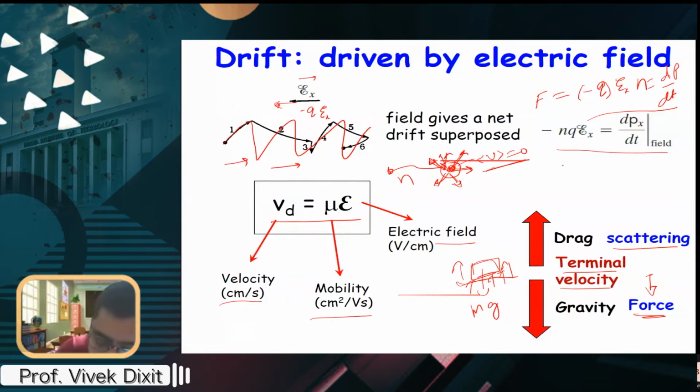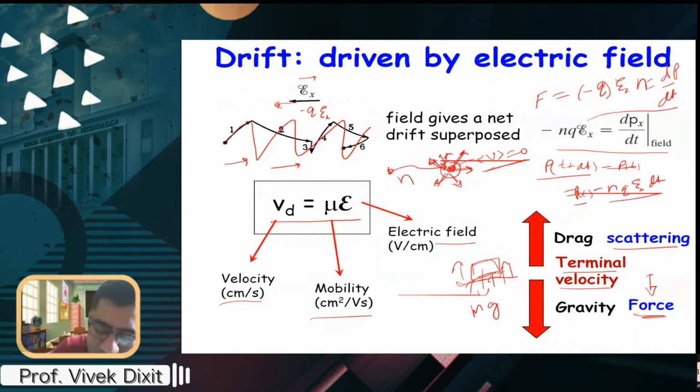So your p, how will it change? So p at t plus dt will become minus nqE times dt, right? So you can take this p at t to the right side, so it will become p at t plus delta t will become p at t minus nqE dt, right?